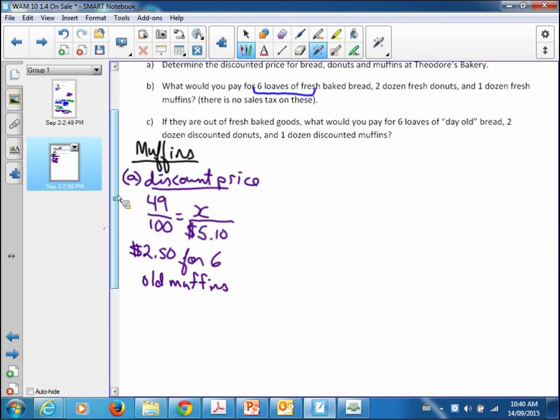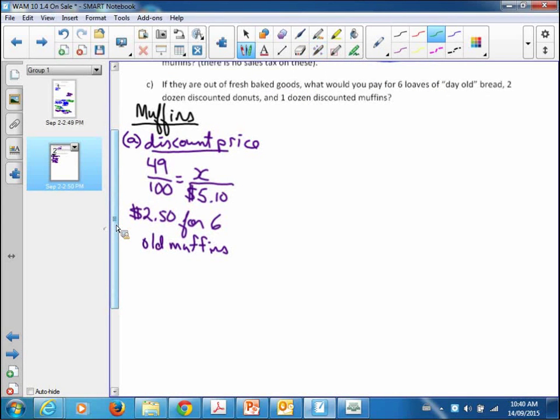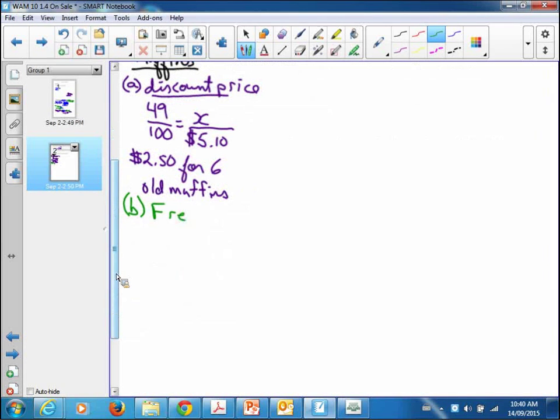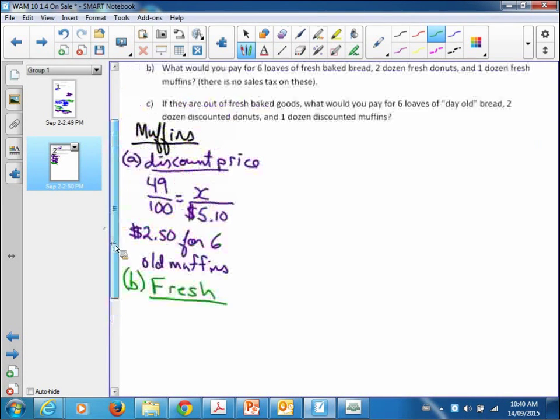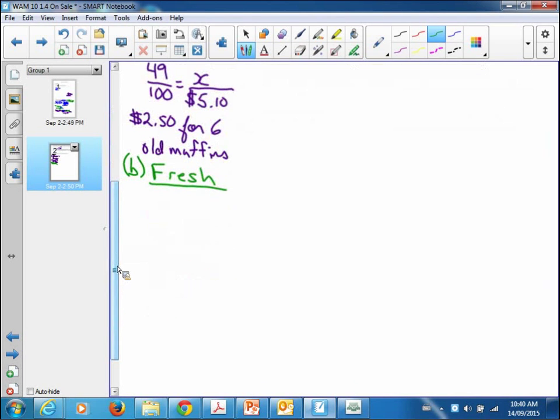6 loaves of bread, 2 dozen donuts. We're doing 1 dozen fresh muffins. They're different amounts for each one, so make sure you have the right amount. Part B. These ones are fresh. That's important too. It's a different price. It's full price. Fresh for, what did we want for muffins? 1 dozen fresh muffins. I'm going to put down the actual number, 12 muffins is what we're wondering about.